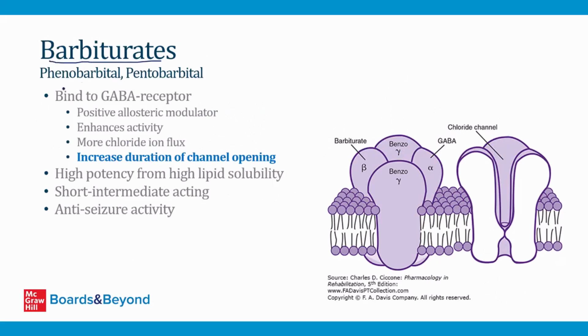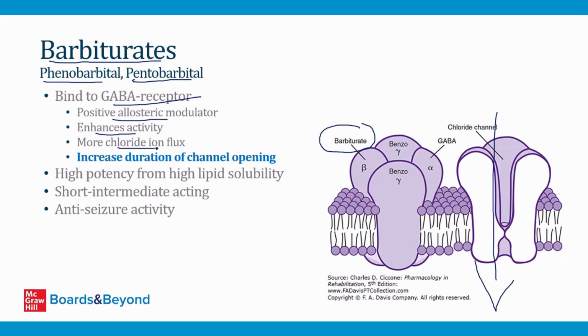Okay, our first GABA drugs we'll talk about are the barbiturates. There are two drugs worth knowing about in this class, phenobarbital and pentobarbital. They both bind to the GABA receptor. They bind to one of the subunits of the receptor. That's what's depicted here. And they modify the amount of chloride going into neurons. They are described as positive allosteric modulator type drugs, and this is basically a fancy way of saying that they enhance the activity of the GABA receptor so that there is more chloride ion flux.